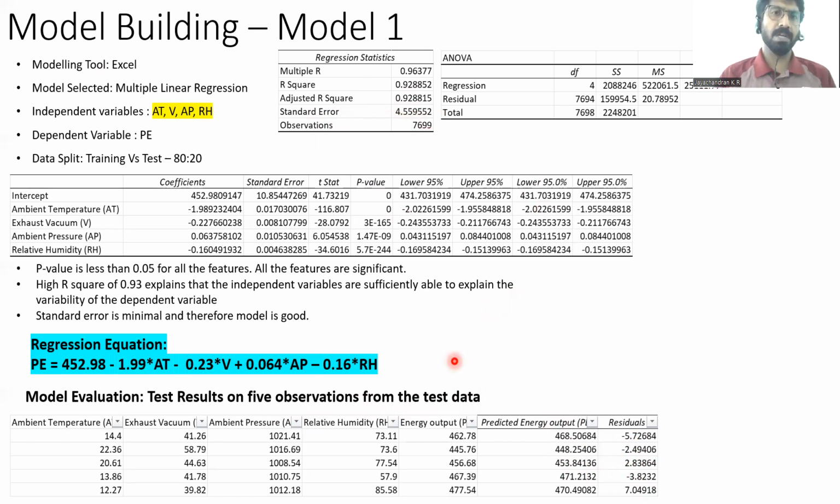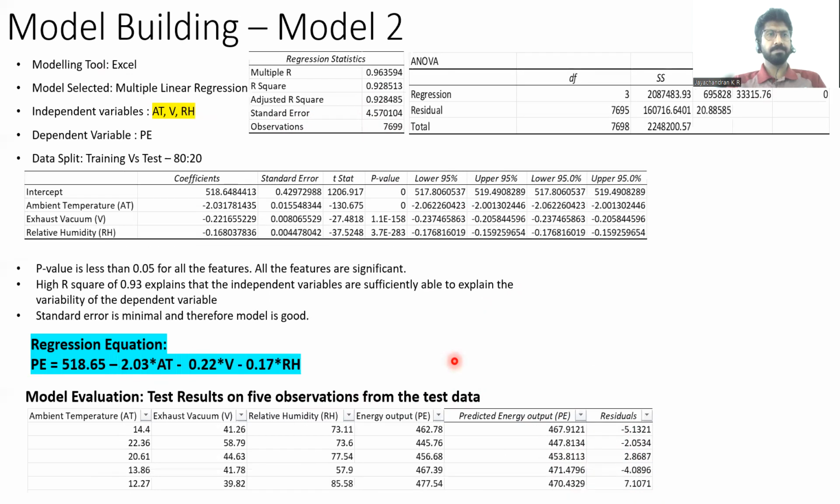Now let's look at alternate models. So this is model 2. Here what I have done is I have removed one of the variables, which is the ambient pressure, and then tried to see how the model performs. After removing ambient pressure, the R square is still very high, 0.93.